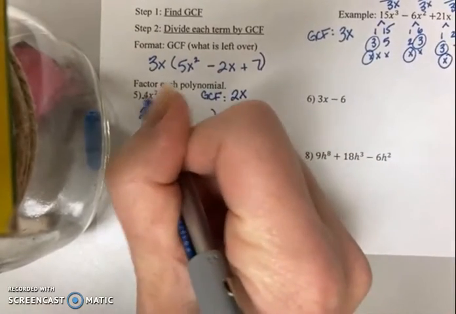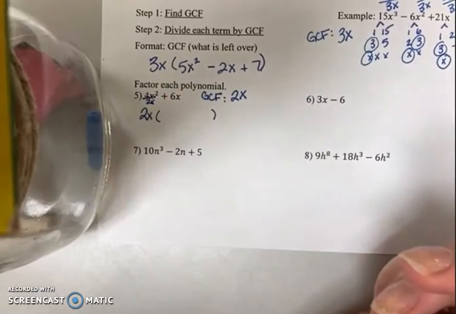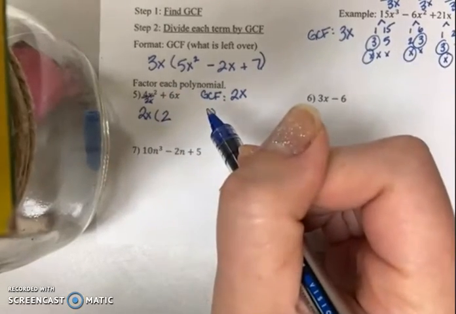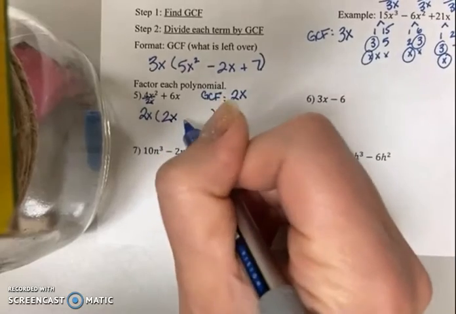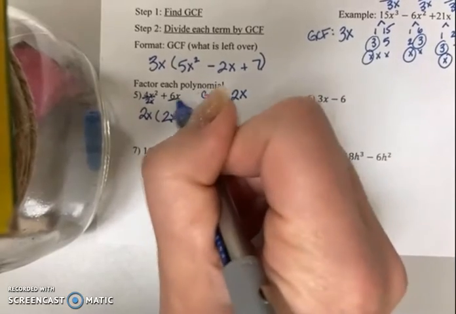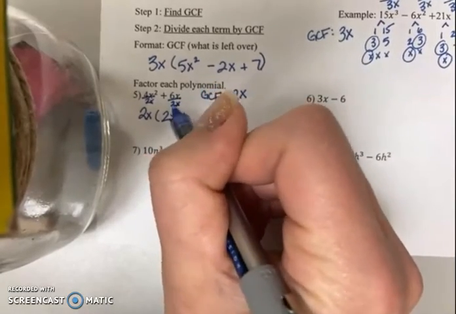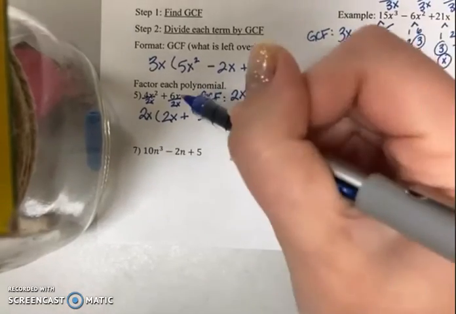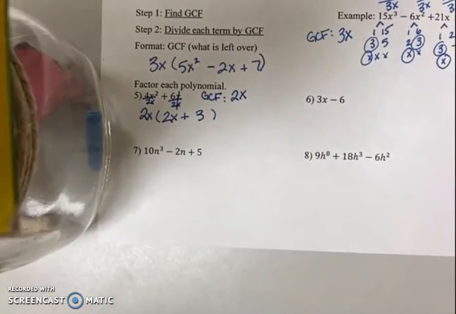So 4x squared divided by 2x, 4 divided by 2 is 2, x squared divided by x is x, plus 6x divided by 2x, 6 divided by 2 is 3, x over x, the x's cancel, so I'm just left with 3.